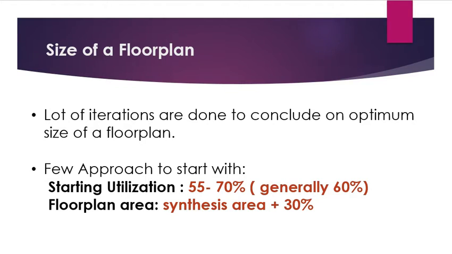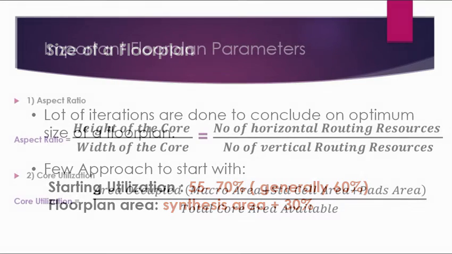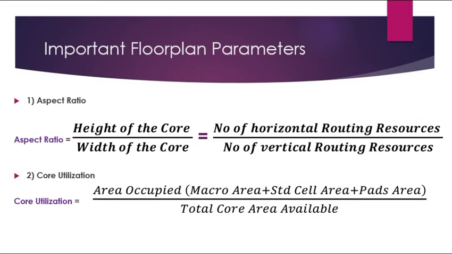A lot of iterations are done to come up with the optimum floor plan, optimum size of the floor plan. But to start with, we can start with a utilization of somewhere between 55 to 70% depending on the complexity of the chip, or we can start with the floor plan area as the synthesized area plus 30% area. Synthesized area will be the area of the logic that is coming from the netlist plus 30% extra area for routing. Some important terms which affect the size of the floor plan are aspect ratio and core utilization.